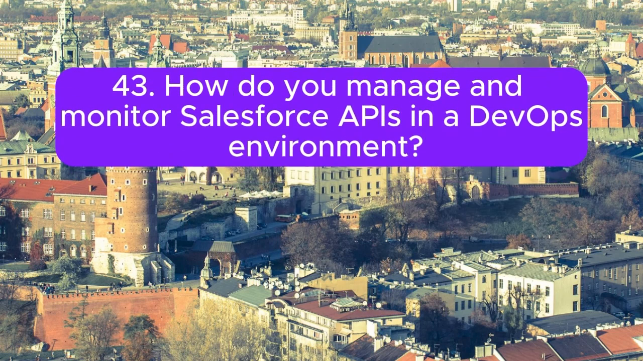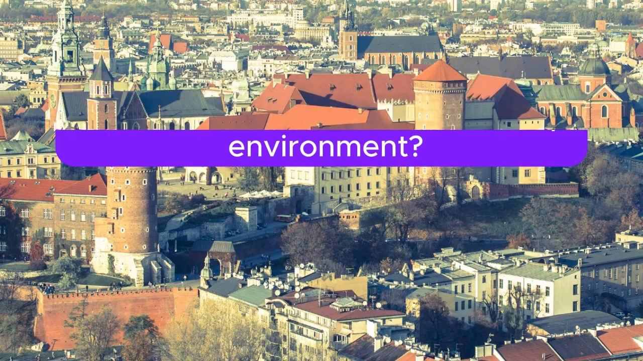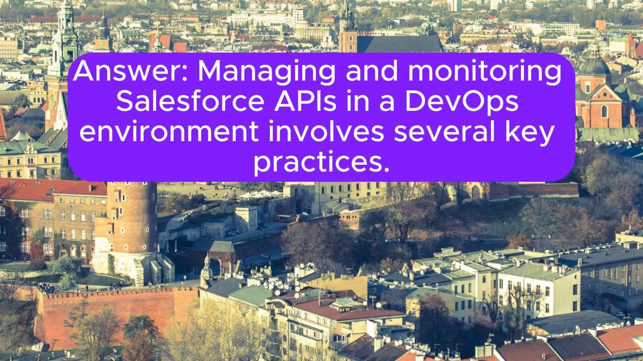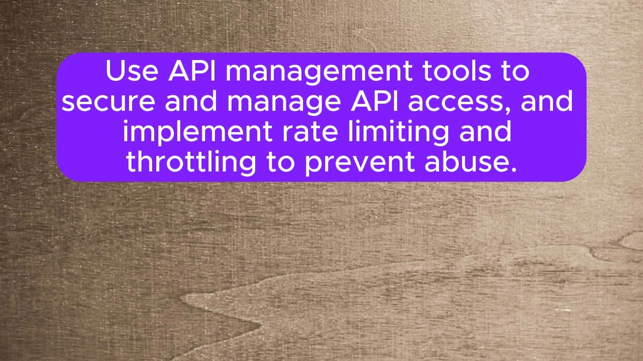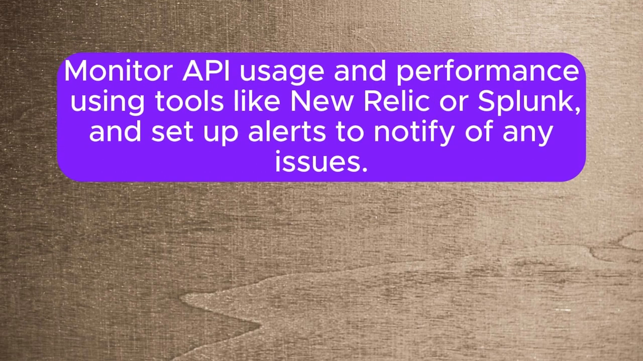43. How do you manage and monitor Salesforce APIs in a DevOps environment? Answer: Managing and monitoring Salesforce APIs in a DevOps environment involves several key practices. Use API management tools to secure and manage API access, and implement rate limiting and throttling to prevent abuse. Monitor API usage and performance using tools like New Relic or Splunk, and set up alerts to notify of any issues.